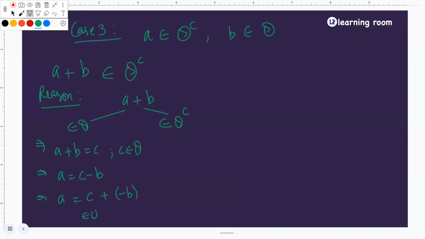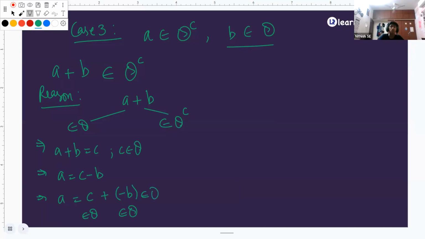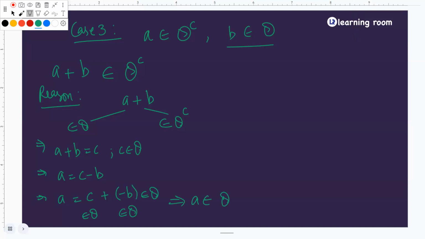C is a rational number. What is minus B? It's an irrational number. Sorry, it's rational. B is rational. B is 3. Sir, but rational plus rational is equal to rational, which A is not a rational number. So the entire case is wrong. The case is not possible.